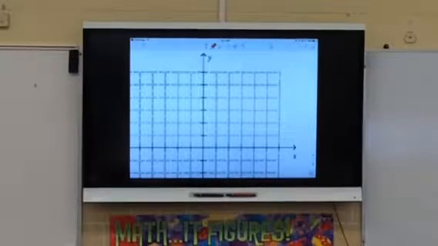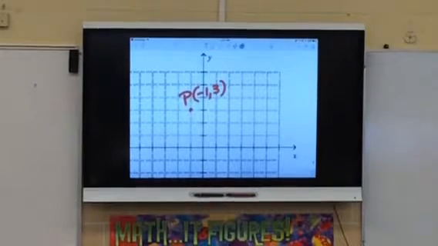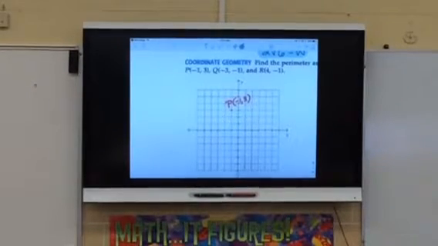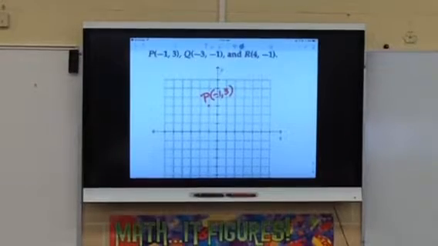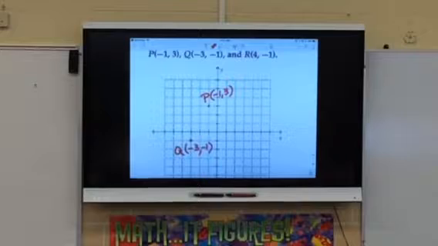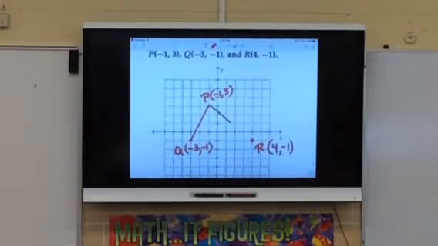-1, 3 is P. I'm going to write both the coordinate and the name of the point just to make sure that I can keep track of what's happening. -3, -1 is Q. It's the point -3, -1 right there. And then R is 1, 2, 3, 4, -1. What kind of shape is that? A triangle. That's not surprising, is it?